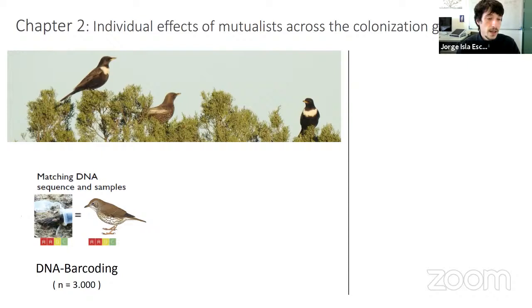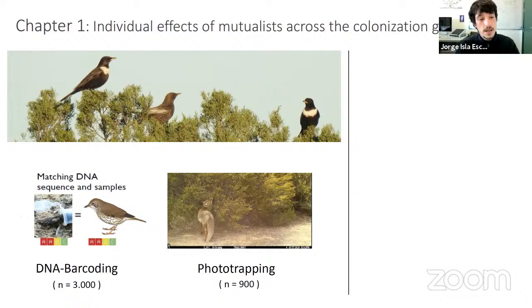On one hand, the DNA barcoding method, which shortly consists of collecting feces of the animals that visit the plants by seed traps. And in the laboratory, we amplify the animal DNA that is on the external part of the feces, and we sequence this DNA material to cross it with reference sequences. This technique allows us to know which specific animal has visited each of our focal plants. This is very useful for the bird species, but we combine this DNA barcoding with an exhaustive phototrapping survey that is more useful in the case of the mammal species.